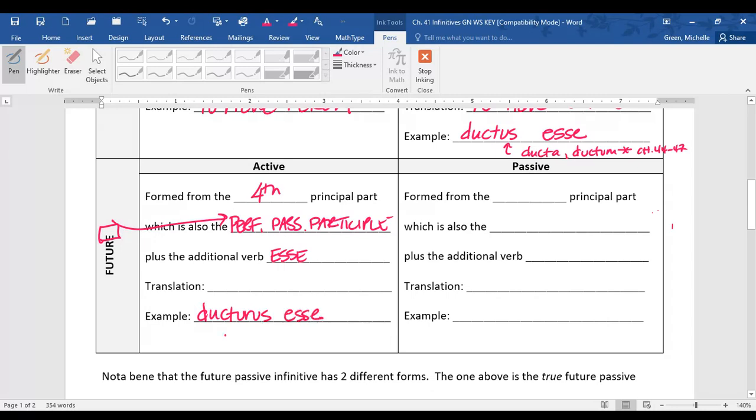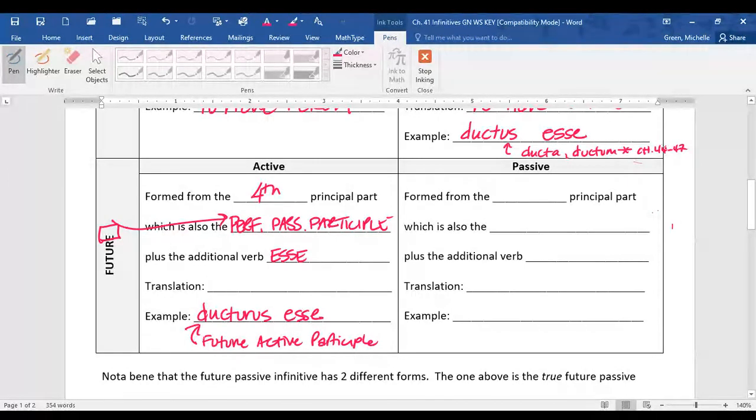esse. So notice how this is my future active participle. And then I add esse to make it an infinitive. Now these translations are going to sound awful. Just be prepared for that.